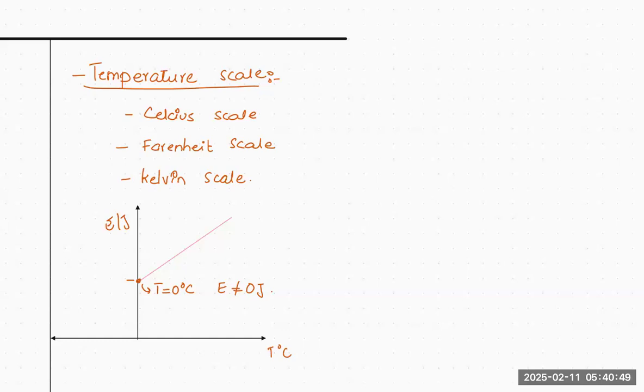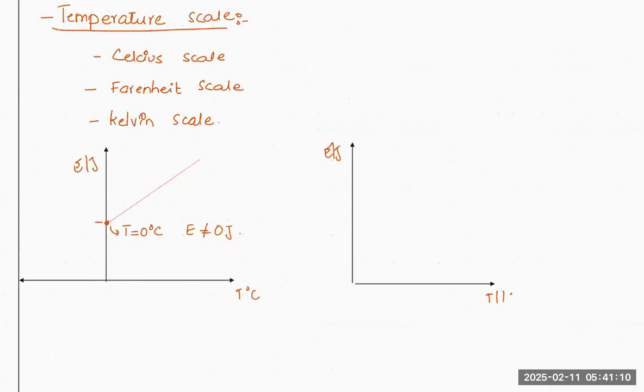A better scale, and the best scale that you can use for your measurements, is the Kelvin scale. I'm going to show a similar graph for Kelvin. Energy is in joules and temperature is in kelvins. Your graph is going to come out looking like this: a directly proportional relationship. When the temperature is 0 Kelvin, the energy is also 0. In fact, energy is almost close to 0.